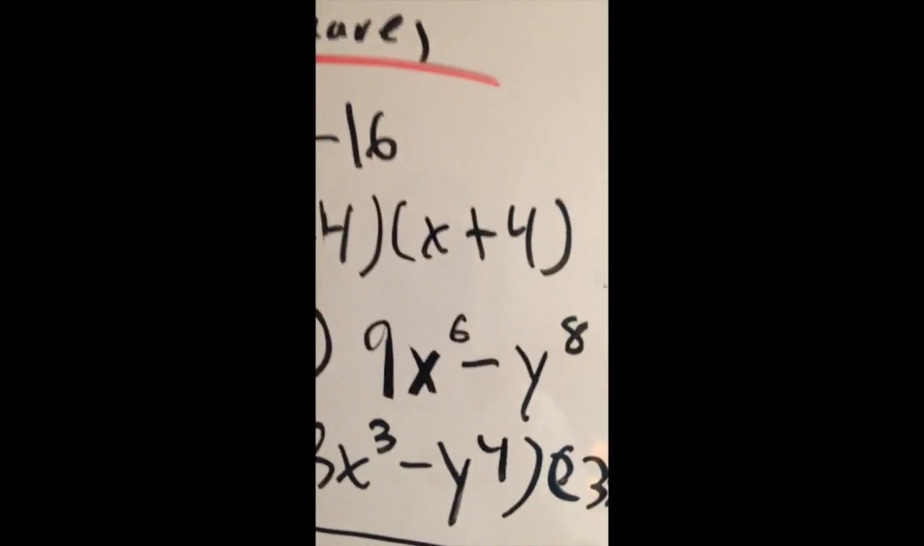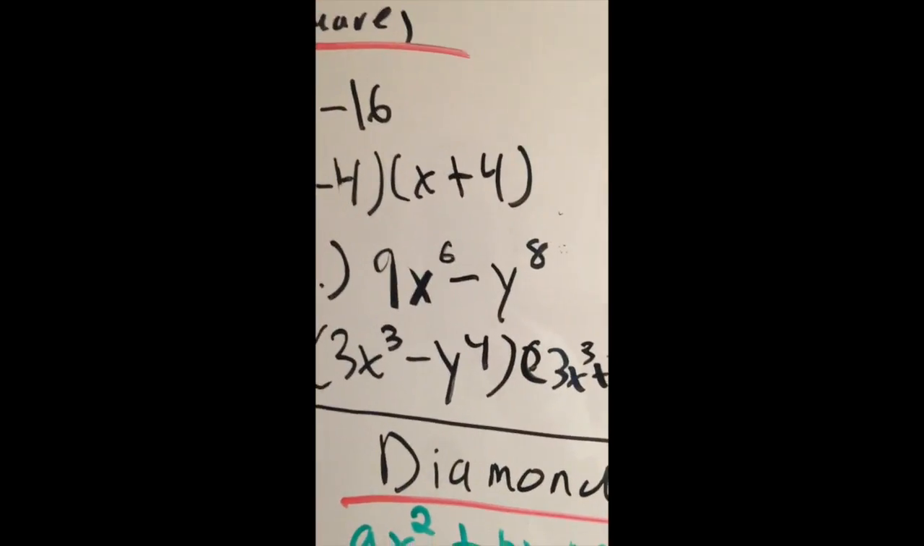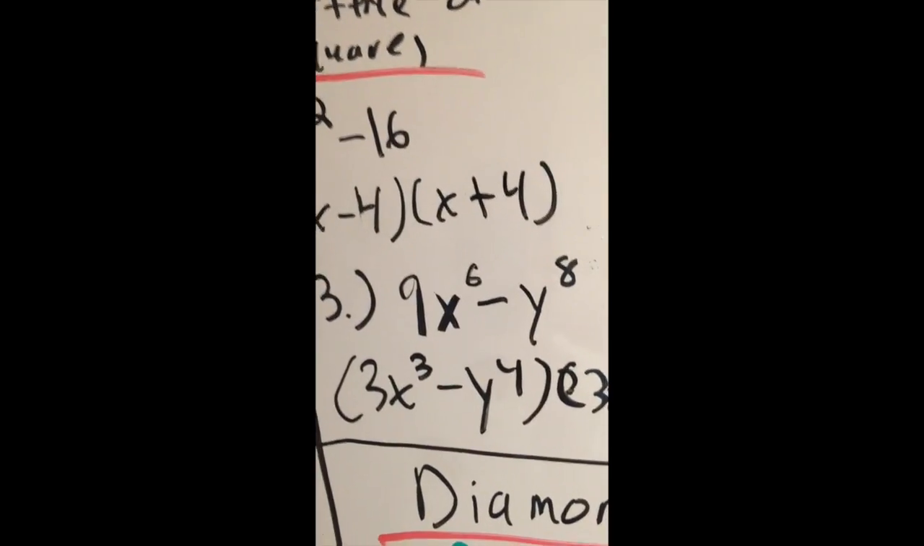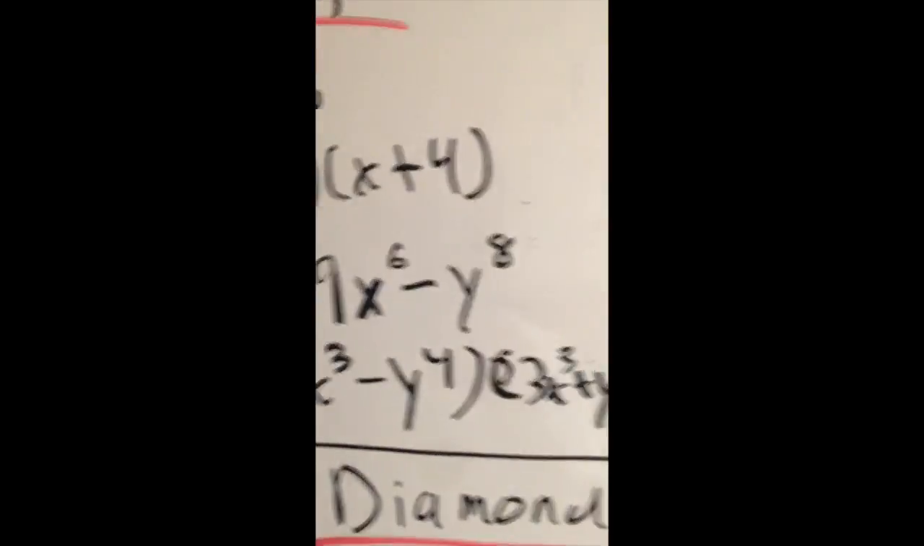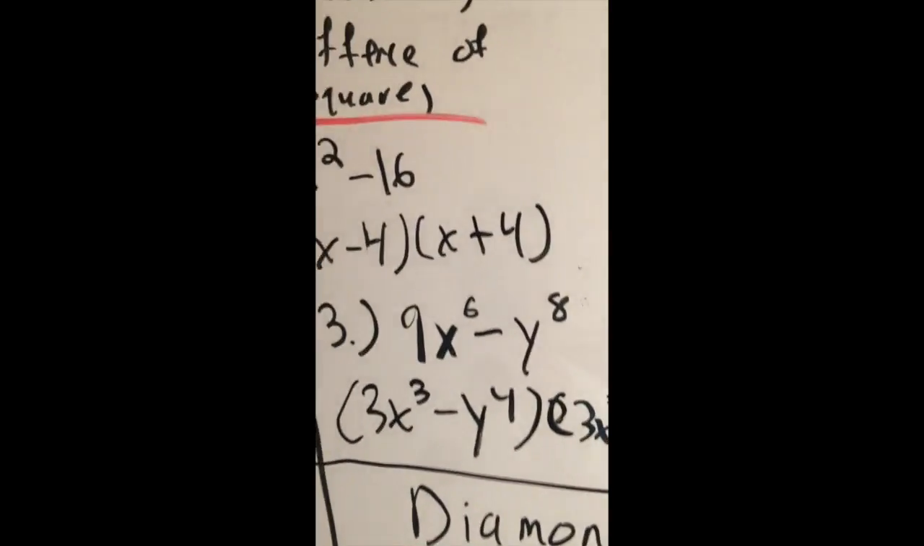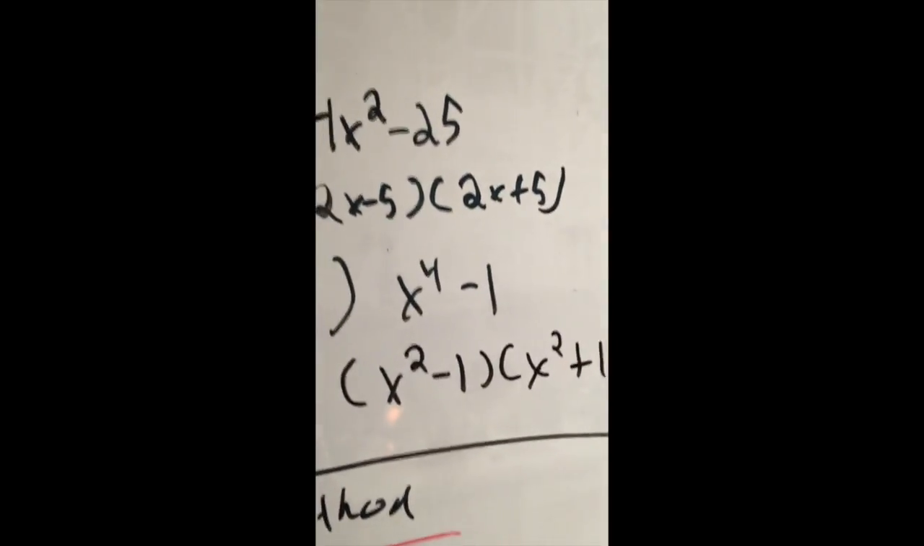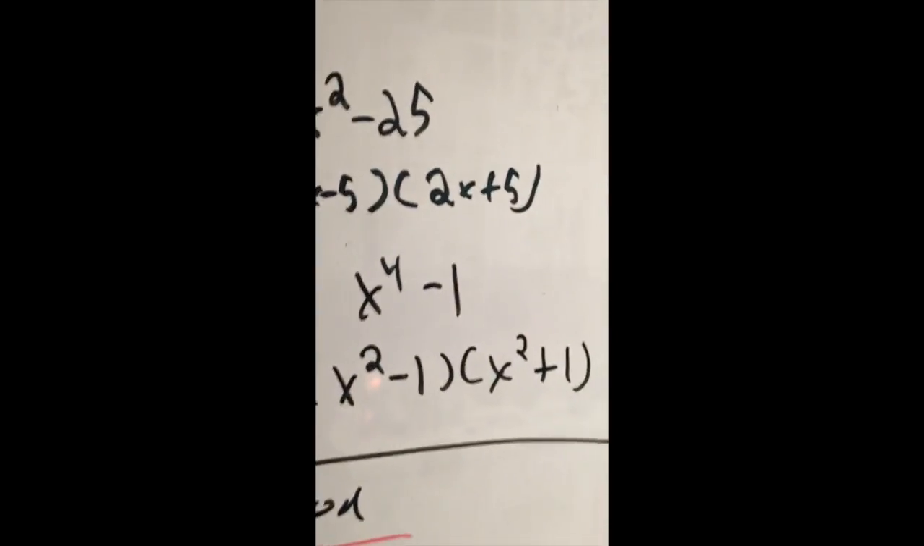Look over here, number 3. You have 9x to the power of 6 minus y to the power of 8. Think to yourself, how do you get 9x to the power of 6? It's 3x to the power of 3. Y to the power of 8, y to the power of 4. Over here, x to the power of 4, x to the power of 2, 1 to 1.